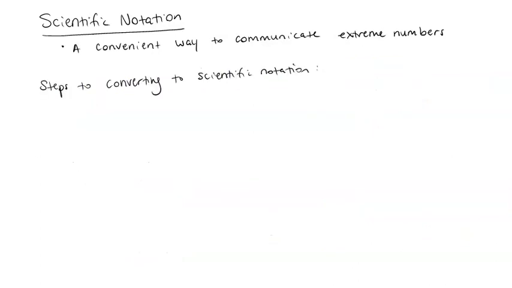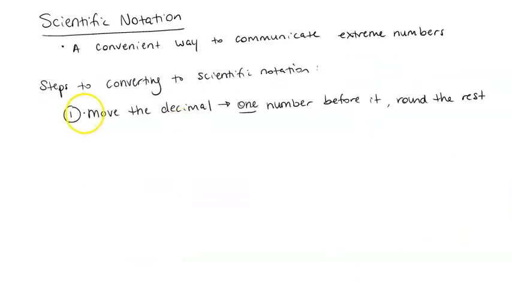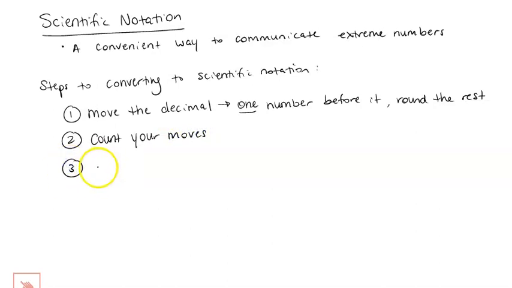So steps to converting to scientific notation. First thing you're going to do is move the decimal. You want just one number before it, and then you can round the rest. Next, you're going to count your moves. How many places did you move the decimal? And 3, you're going to write it out with times 10 to the power of the number of moves.